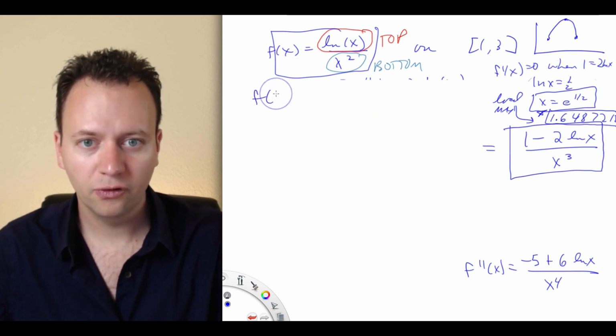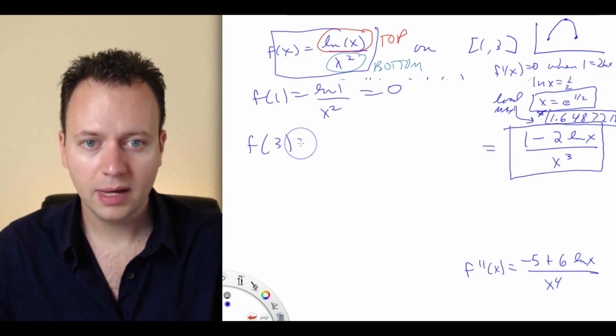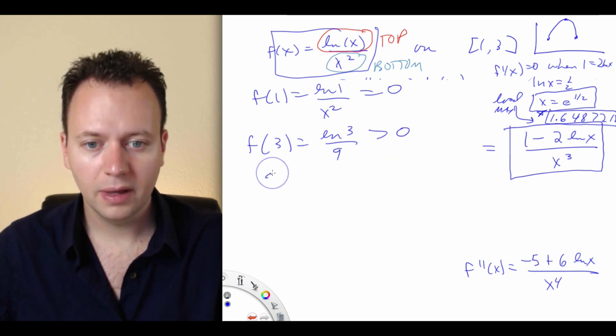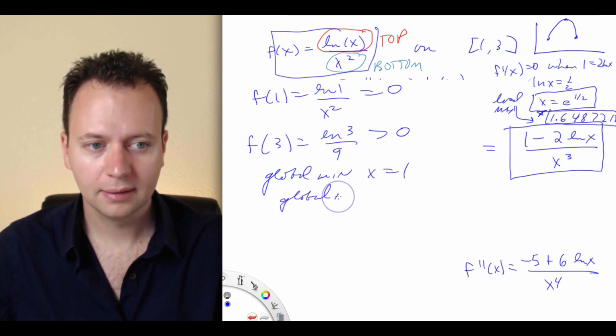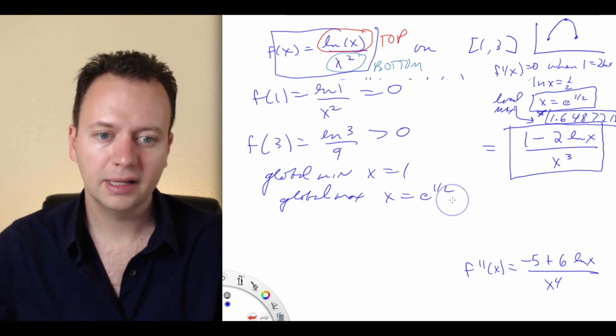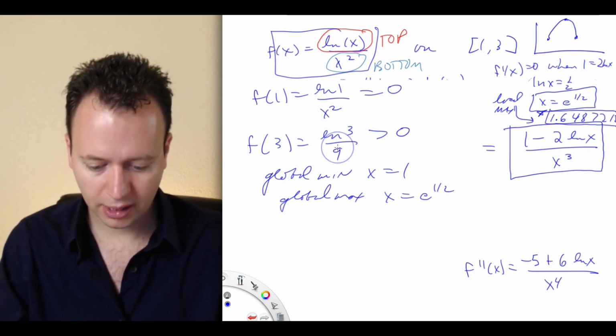Okay, so f of 1 is ln of 1 over x squared. Now ln of 1 is 0. F of 3 is ln of 3 over 9. And that's a positive number. So the global min must be at x is equal to 1, and the global max is going to be at x is equal to e to the 1/2. So I know I'm basically concluding that e to the 1/2 has to be greater than ln of 3 over 9. So let's just check that out.